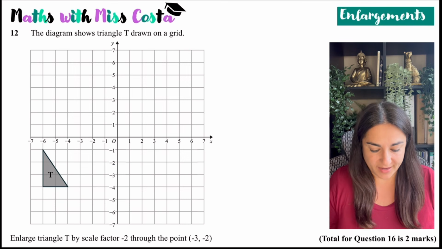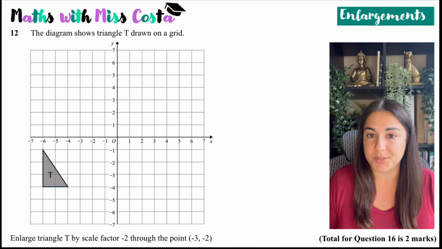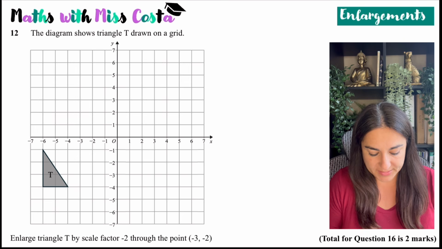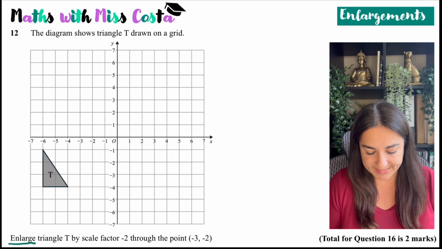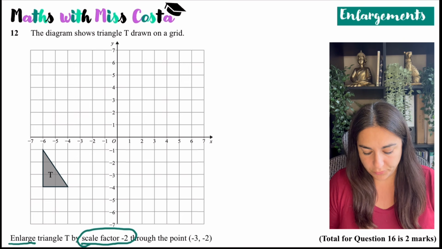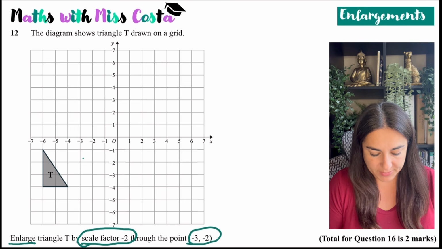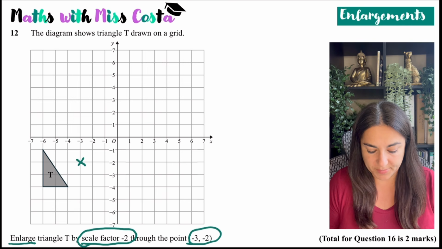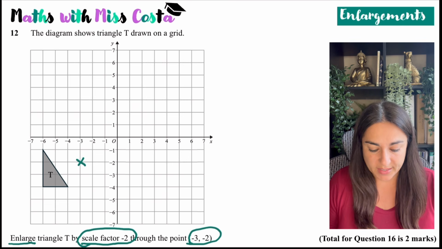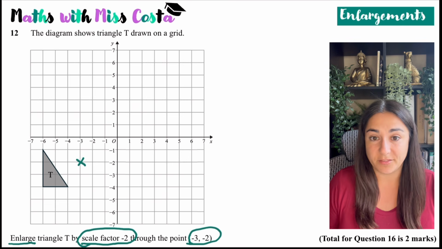Okay, so here I am given a shape, triangle T, which is drawn on a grid, and I'm asked to enlarge triangle T by scale factor -2 through the point (-3, -2). So point (-3, -2) is over here, and I'm enlarging by -2. So the best way to do this is using vectors.